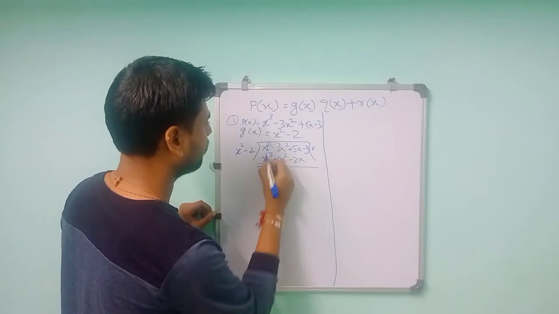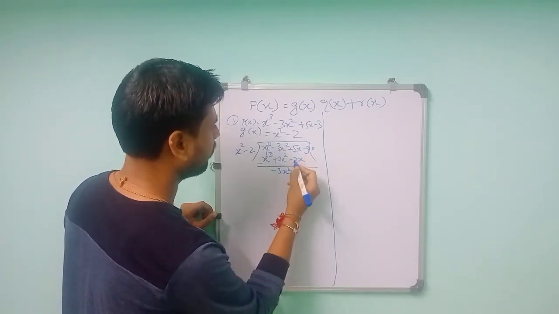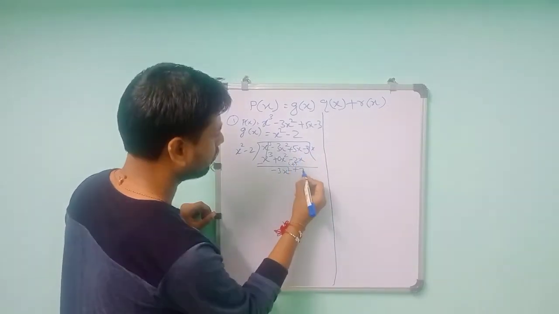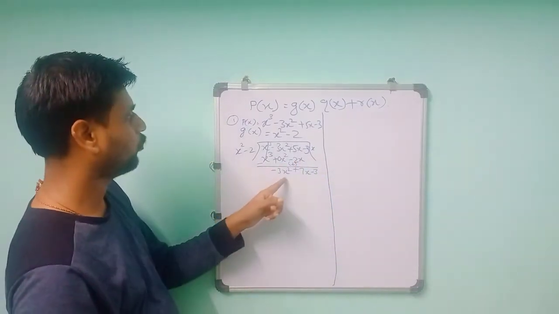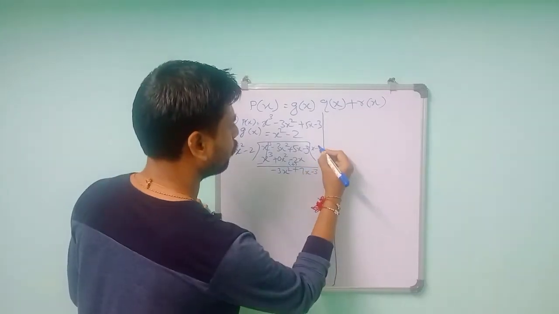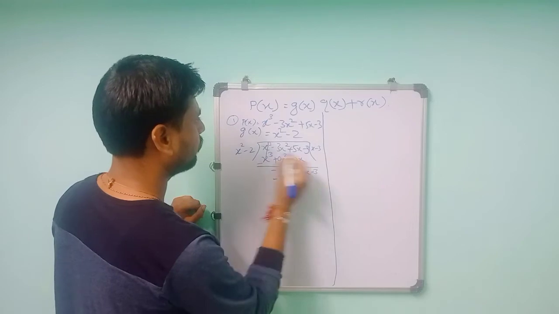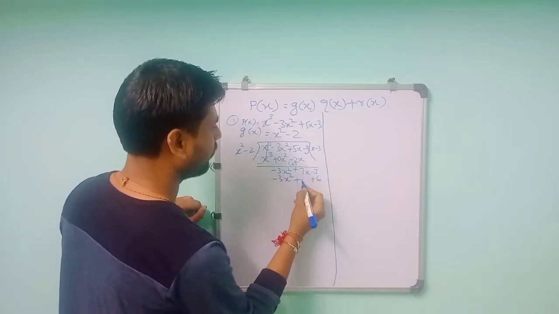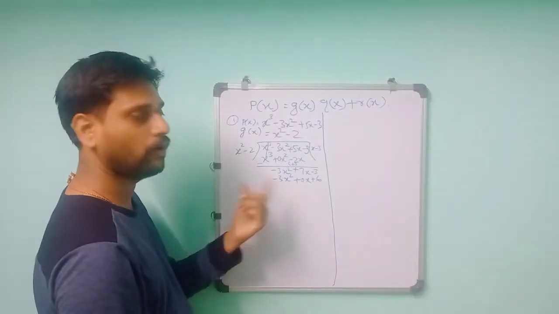Then x cube gets cancelled, 0 means nothing, so I have minus 3x square as it is. This is 5x, and it will become plus, so 5x plus 2x is 7x. The remaining is minus 3. Now to make minus 3x square, since x square is already present, you have to multiply by minus 3. It will become minus 3x square, minus 2 into minus 3 is plus 6. Nothing is there, so you can write 0 x, then it will not be confusing.